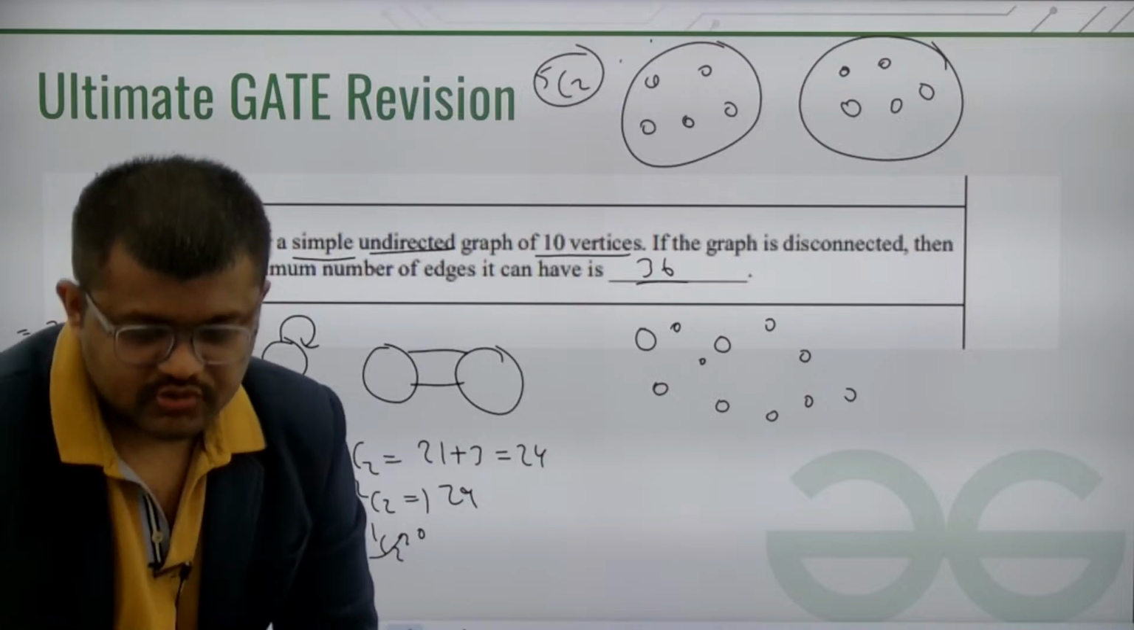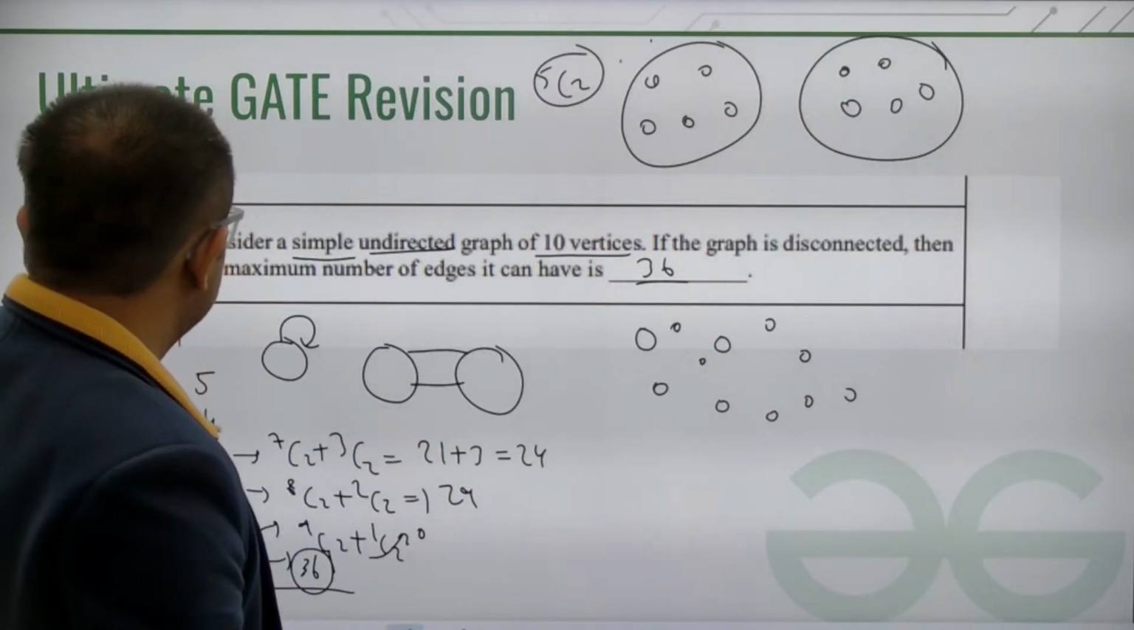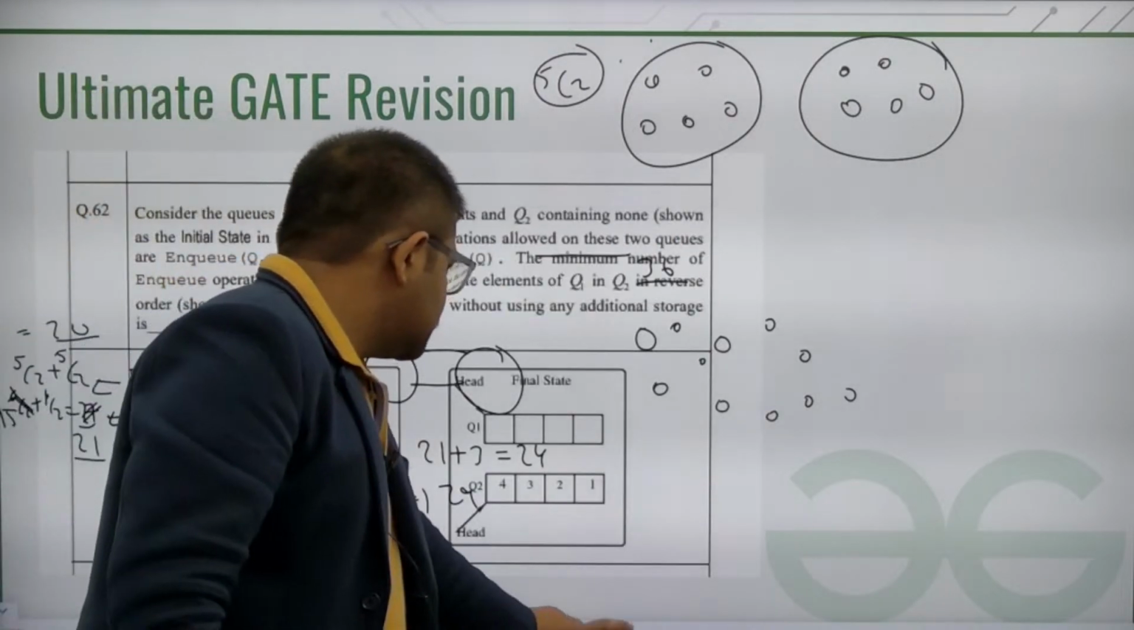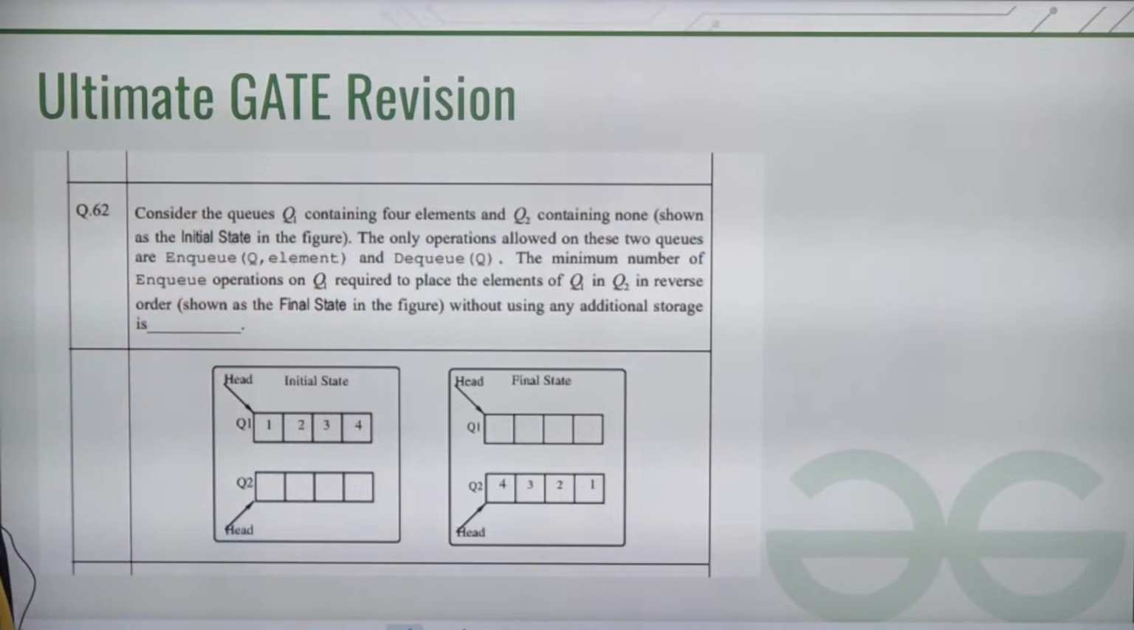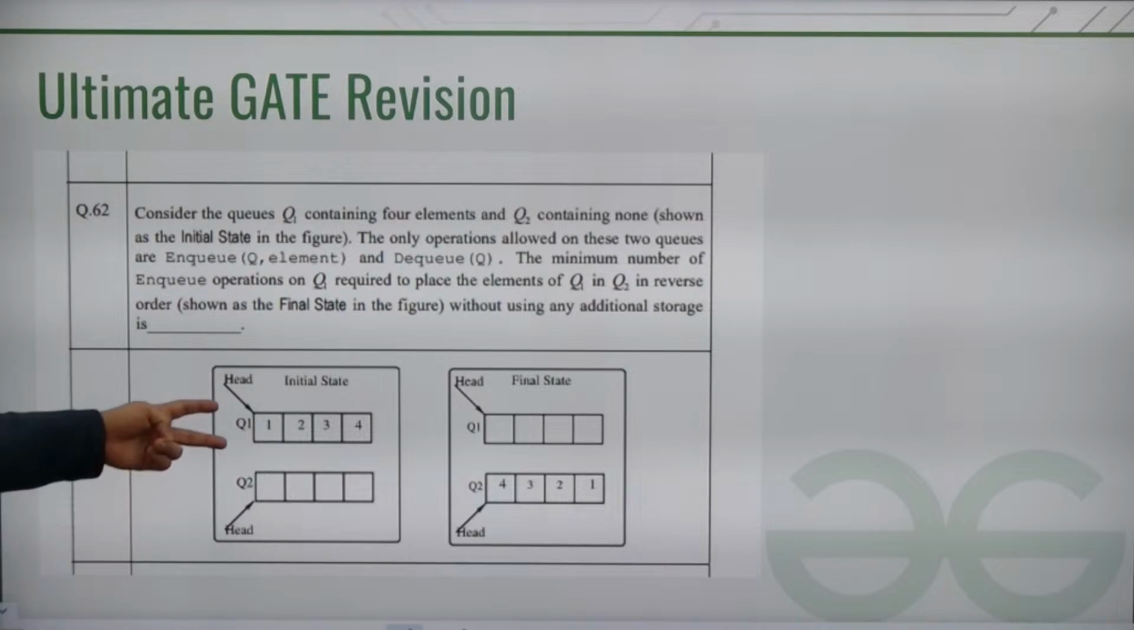Let's move to the next question. This is also an interesting question. What does it say? Consider the queues Q1 and Q2, Q1 containing 4 elements and Q2 containing none. So Q1 has 4 elements, Q2 has no elements. This is the initial state.